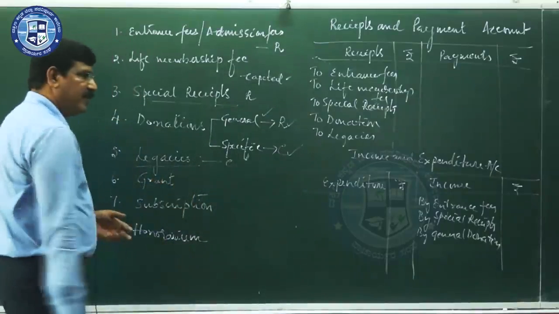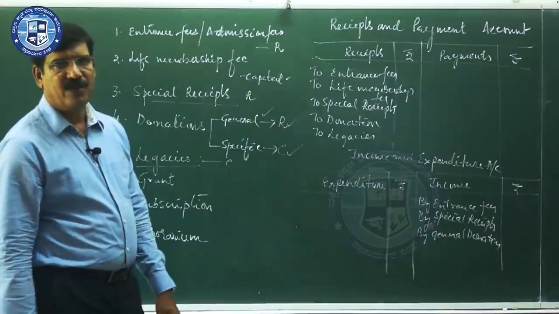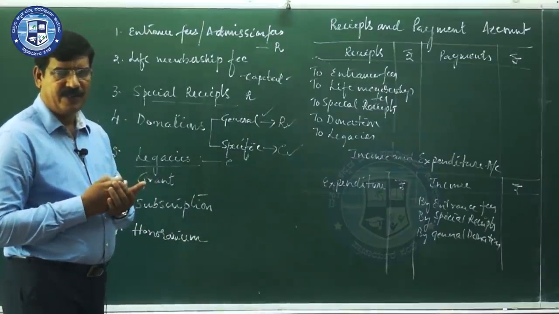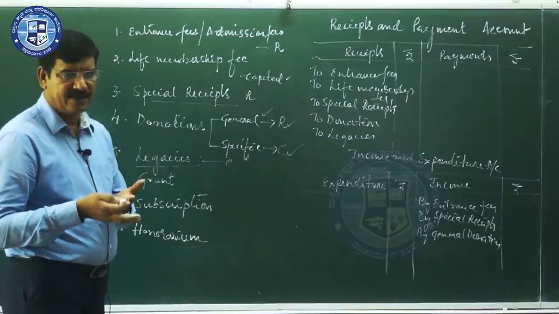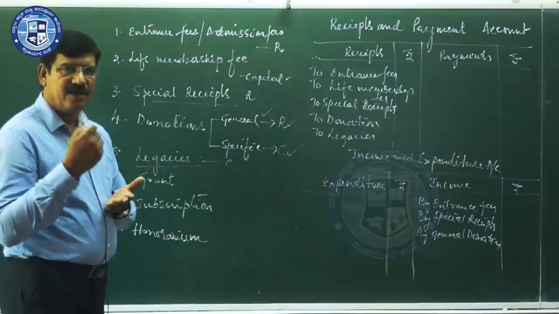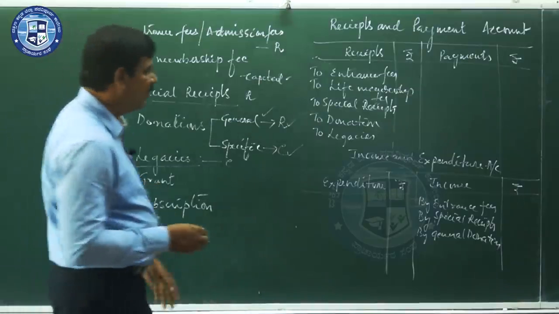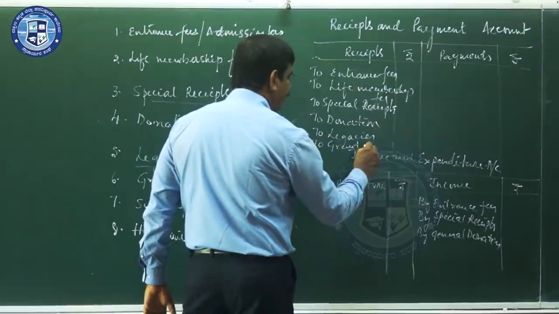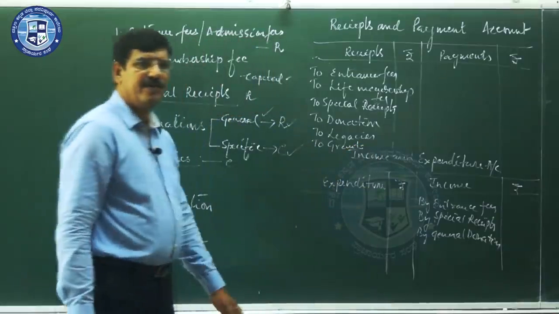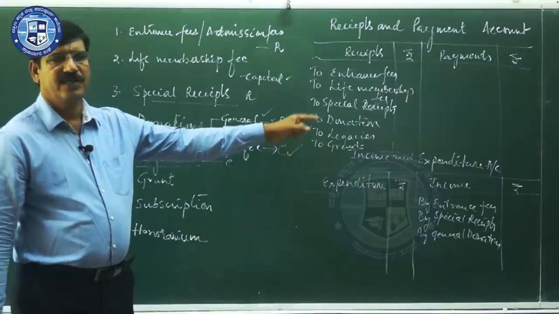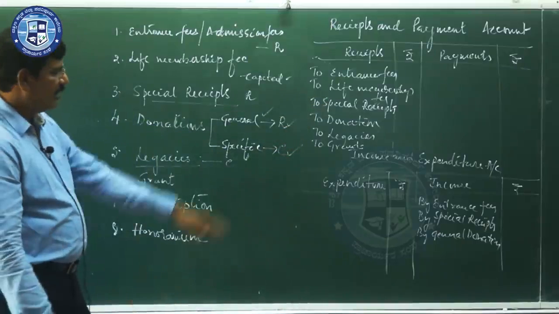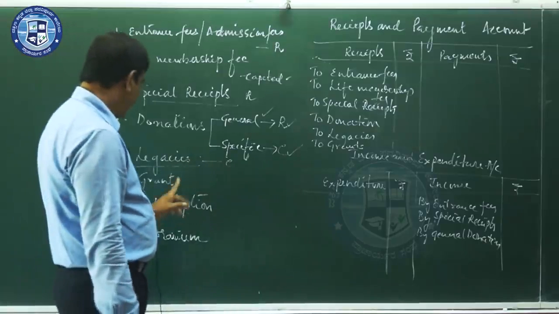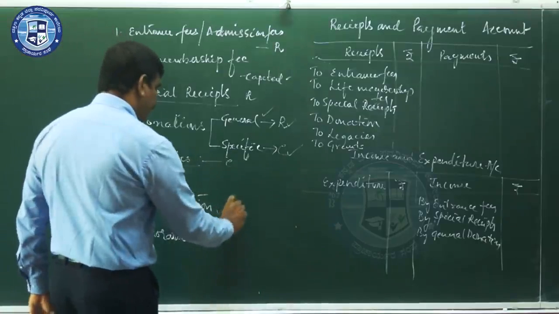Okay, now let's see the grant. What is the meaning of grant? By looking at the charity activity of a not-for-profit organization, the government may give you grants. And such grants are not recurring in nature, so we write them in the receipts and payments account, and the same amount is written in the balance sheet and not in the income and expenditure account because they are capital in nature.